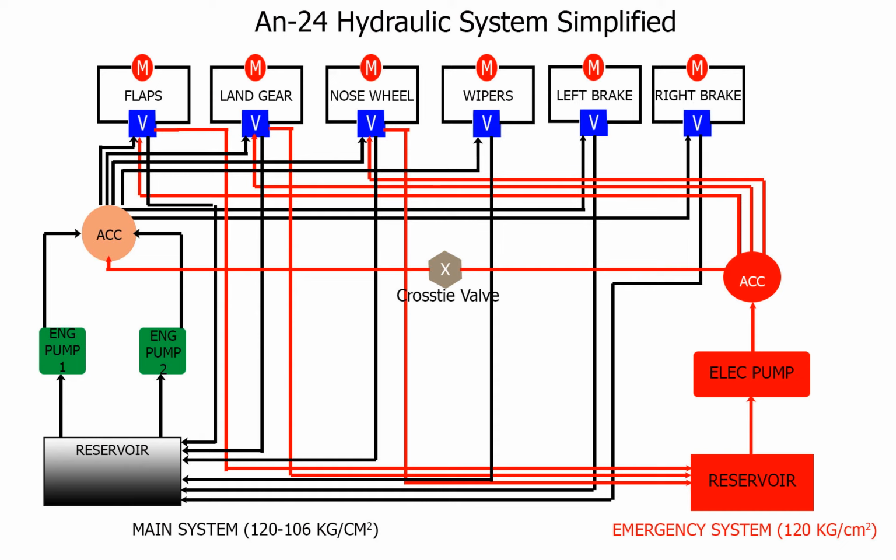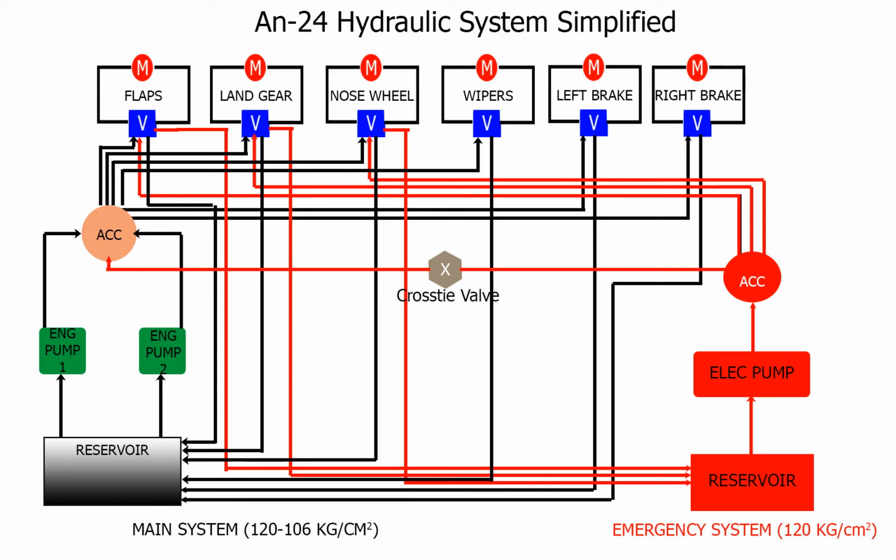The emergency bus is shown in red color in the diagram and provides a pressure of 120 kilograms per centimeter squared. This bus can be cross-tied to the main bus via the cross-tie valve shown here. A big difference in the emergency bus from the main bus is that this bus is fed from an electric pump instead of an engine-driven pump. This makes perfect sense because that is the configuration that would ensure that you still have control of the aircraft's control surfaces in case both engines fail.